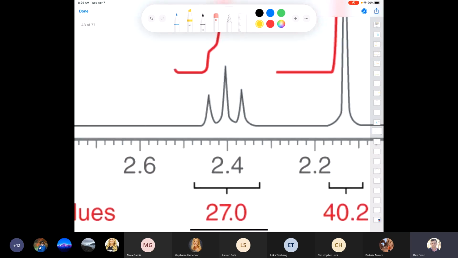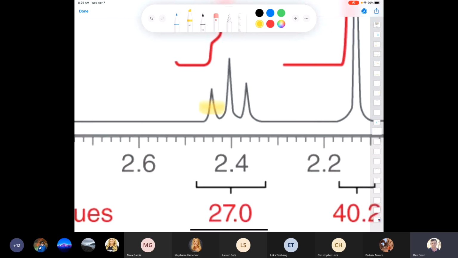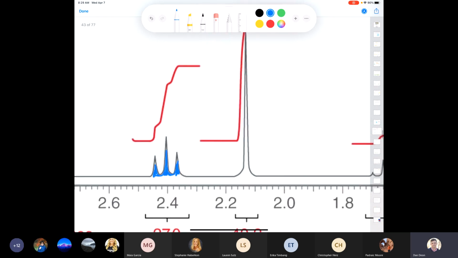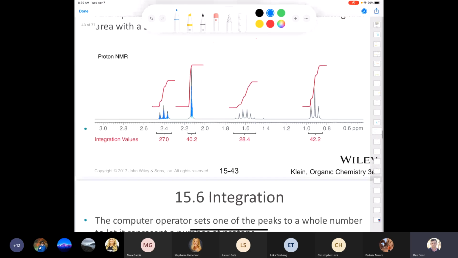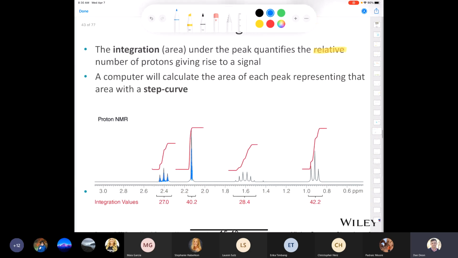So what I'm saying is this: if you could shade in all the area under here, and then measure the area under here and compare it to the area under this one here, and you were to compare the areas of all 4 of these signals, I'm not going to do it for all of them, you'd see that their relative areas are 27 to 40.2 to 28.4 to 42.2. Again, these are relative areas. We're not going to have 40.2 protons in a molecule, right? But what they give you is the relative number of protons.